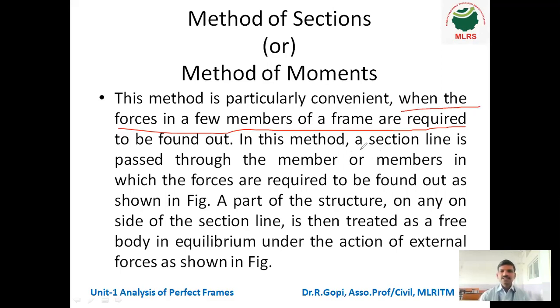In this method, a section line is passed through the member or members in which the forces are required. Suppose three member forces are required. A section line is passed through those members, as shown in the figure. A part of the structure on one side of the section line is then treated as a free body in equilibrium under the action of external forces, as shown in the figure. So see the figure.